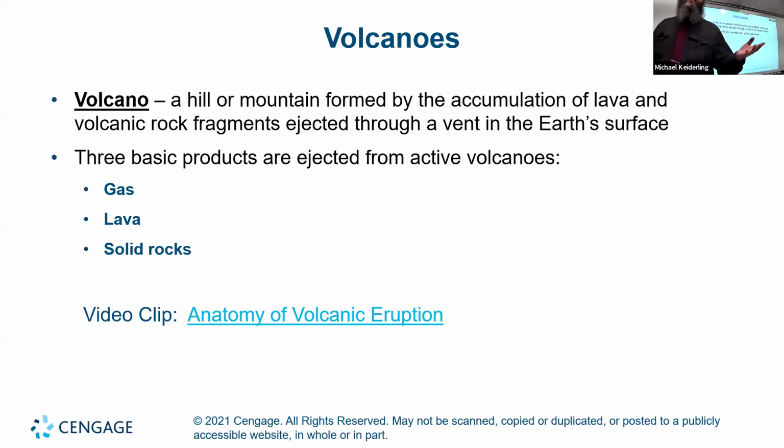And there's three basic things that are ejected from active volcanoes. They are gas. So there's various dissolved gases in rock. So carbon dioxide, water vapor, various sulfur compounds, things like that. Lava, molten rock, and solid rocks. Volcanoes will spit out chunks of rock. So as a volcano erupts, you can get gases, lava, solid rocks. You can get gases flinging lava high in the air to turn into fine ash, things like that.